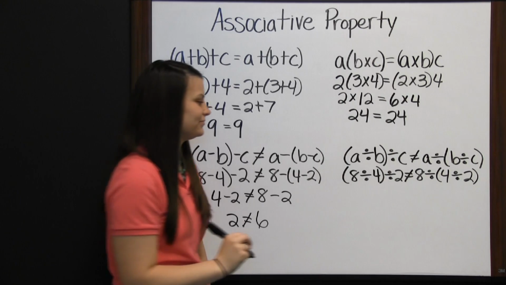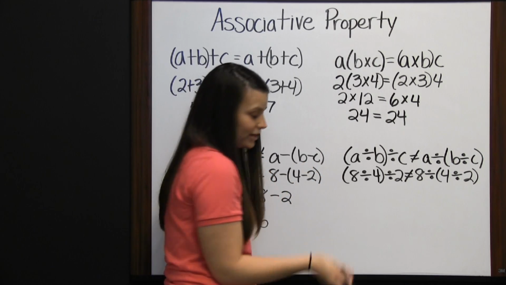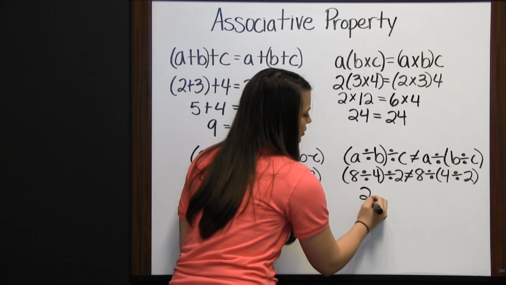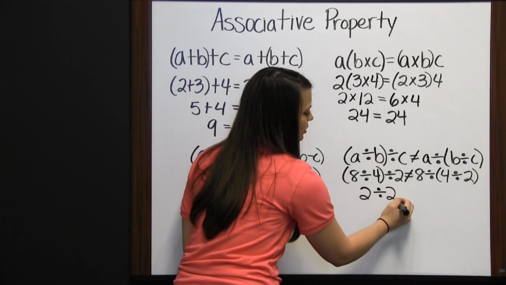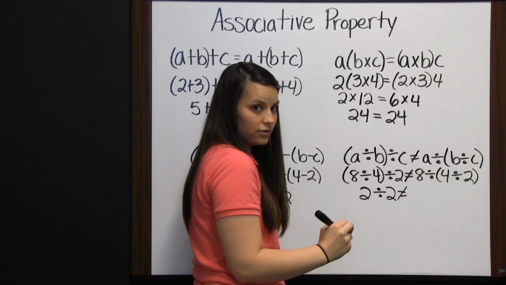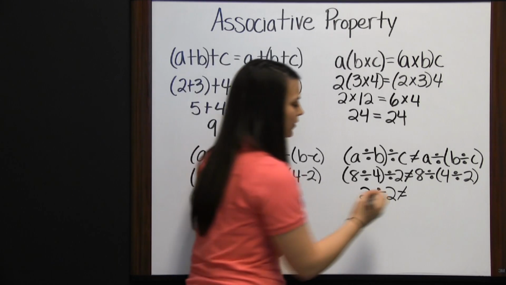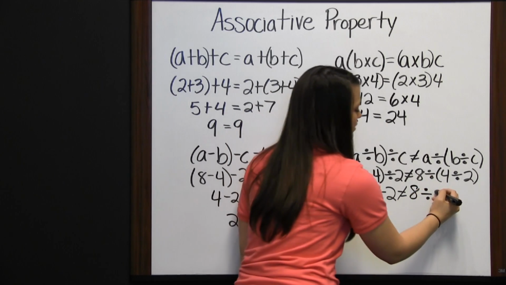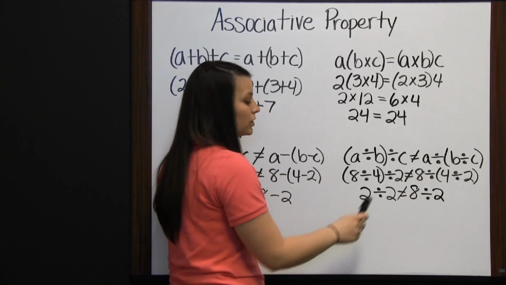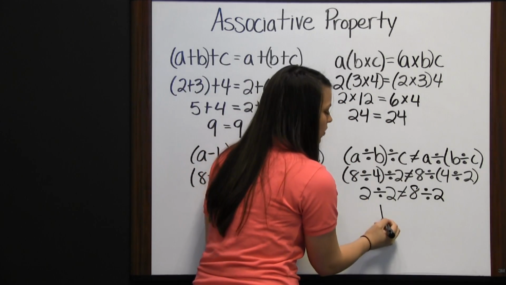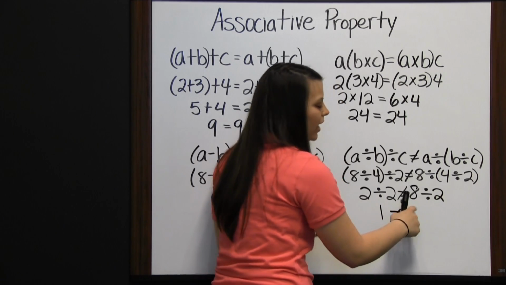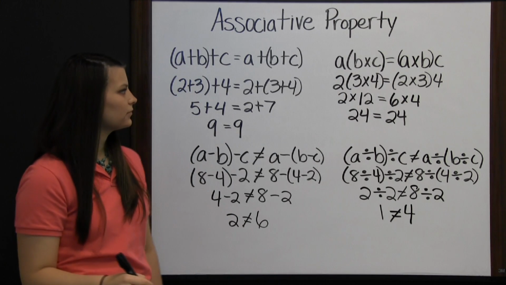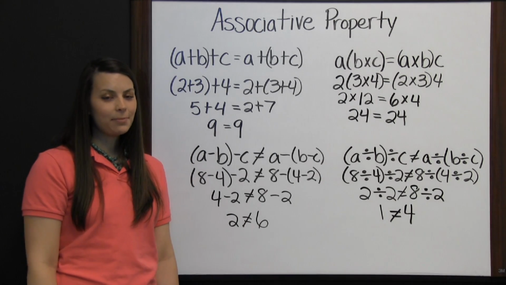Let's simplify. Order of operations, 8 divided by 4 must be done first: 2 divided by 2 does not equal, again, parentheses first, 4 divided by 2 is 2, so 8 divided by 2. 2 divided by 2 is 1, and that does not equal 8 divided by 2, which is 4. And that's the associative property.